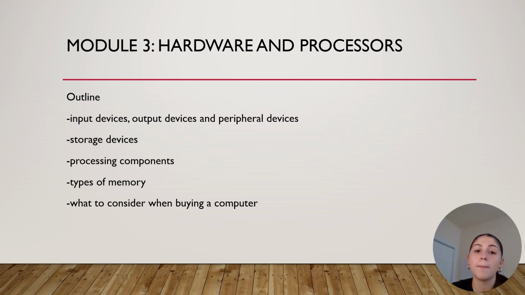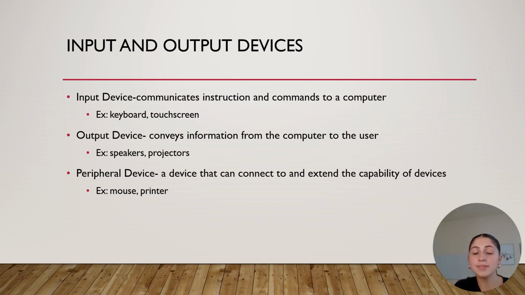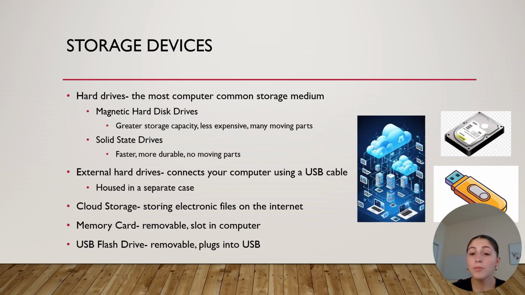Now we have Module 3, hardware and processors. This module focused on input, output, peripheral devices, storage devices, processing components, memories, and what you should consider when you want to buy a computer. Different types of devices. We have input devices, which communicate instructions and commands to a computer, output devices, which convey information from the computer to the user, and peripheral devices, which connect to and extend the capability of devices. Moving forward, we have our storage devices: hard drives, external hard drives, cloud storage, memory cards, USB flash drives. These are all used to store our information.